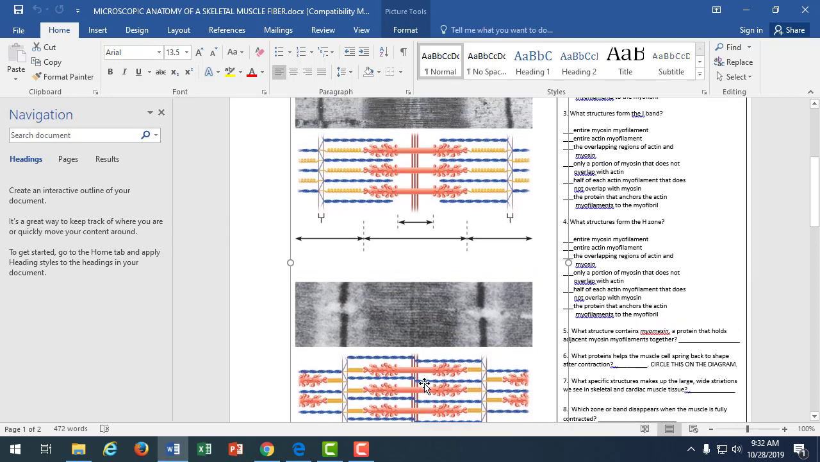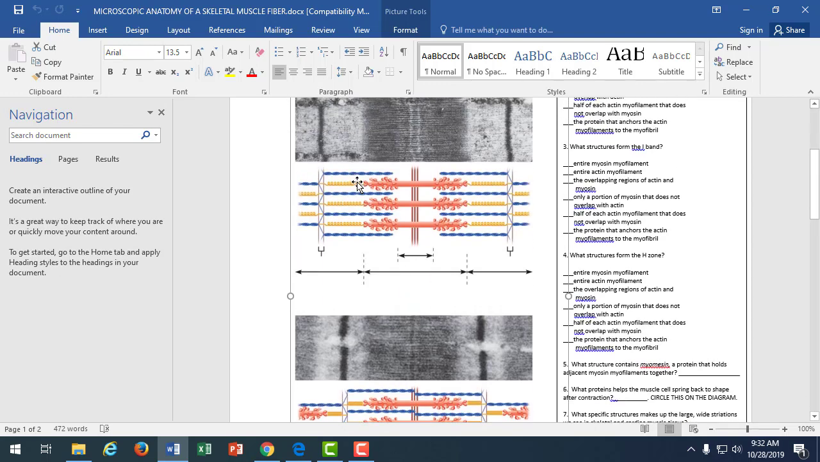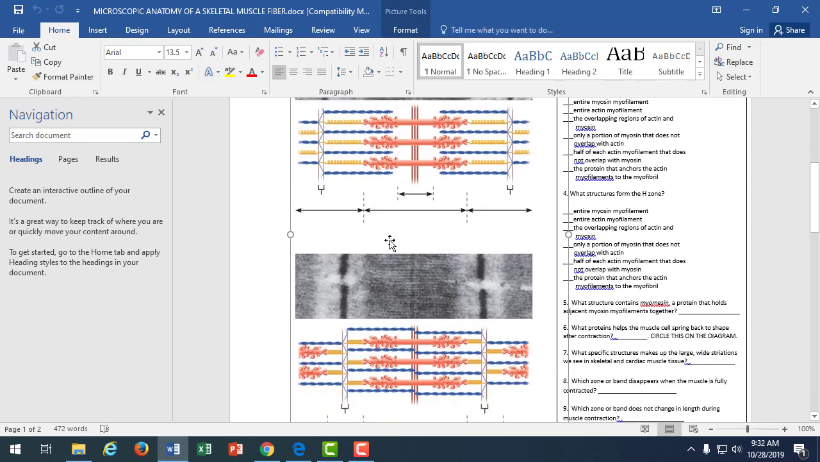Okay, so what we're going to find is myosin attaches to actin and pulls the actin toward the center on either side of this M line. This line here in the center is called the M line. And that too attaches myosin to the myofibril. So we're going to watch how this actin and myosin interact. This is a relaxed muscle on the top, and this is a contracted muscle on the bottom.